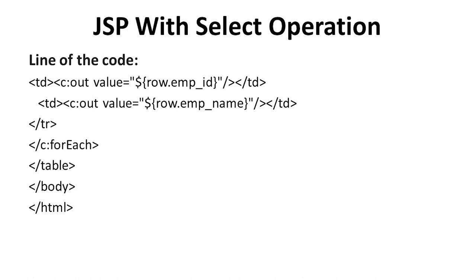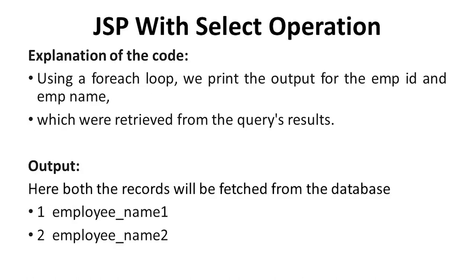We also terminate the tr tag, terminate c:forEach, terminate the table, close the body, and also close the HTML. So the explanation of this code: using a for loop we print the output for the employee ID and employee name which were retrieved from the query results.